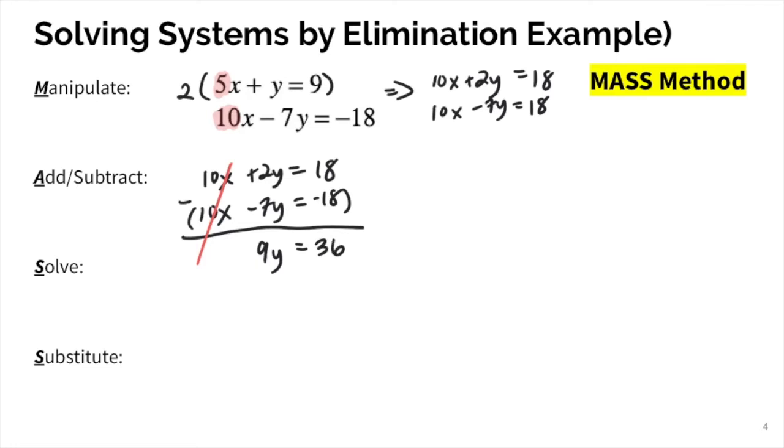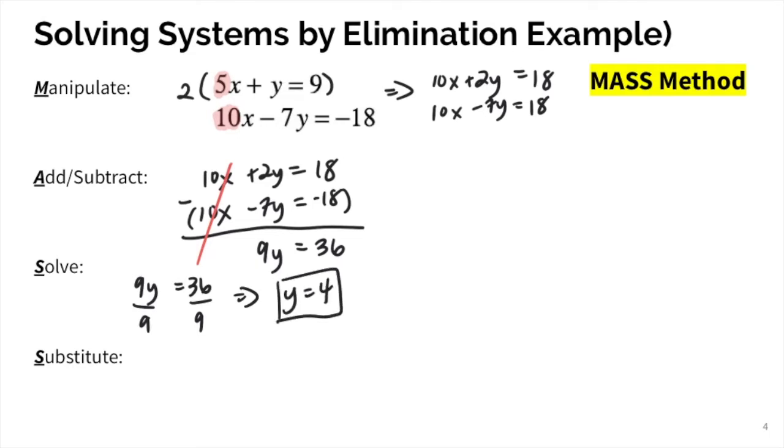Okay, so now that I've subtracted my two equations together, I can actually just solve this equation here because it's a linear equation that is pretty simple to solve. So I have 9y equals 36, right? I can solve for y by dividing 9 on both sides, so I'm doing that inverse operation. And so I end up with y equals 4.